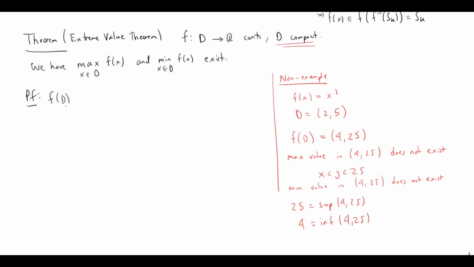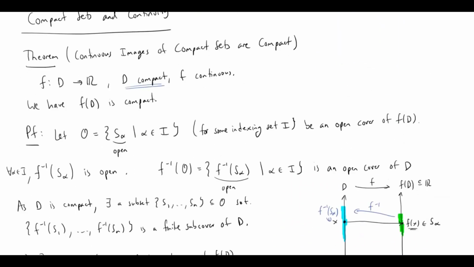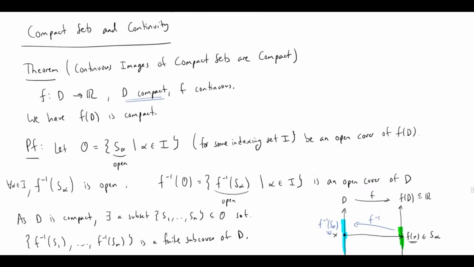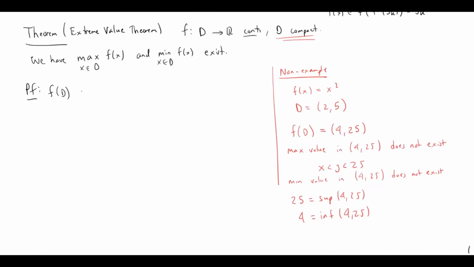So let's see. What do we know about f of D? F is a continuous function. D is compact. So what can we say about f of D? It's compact. Why? Because, exactly, continuous images of compact sets are compact. Okay, so we know that f of D is compact.